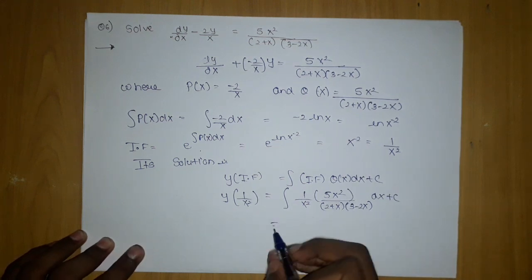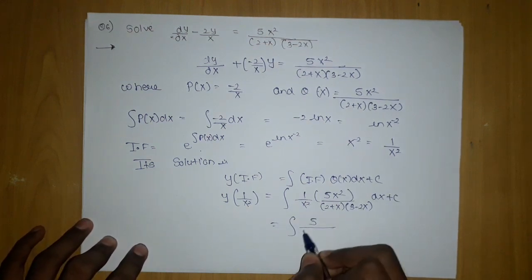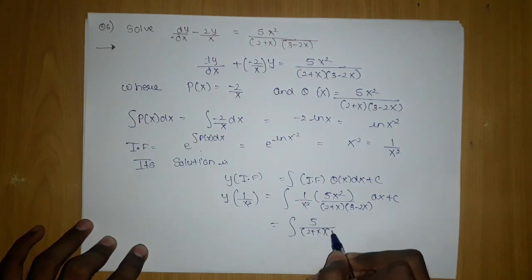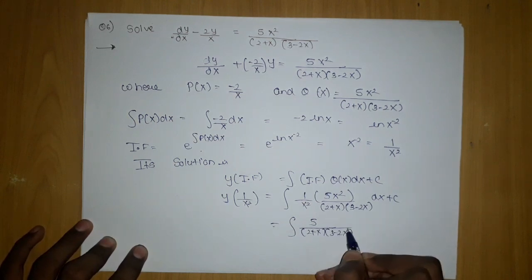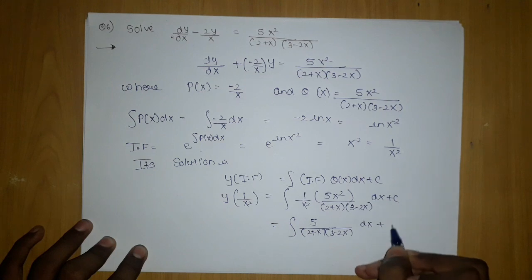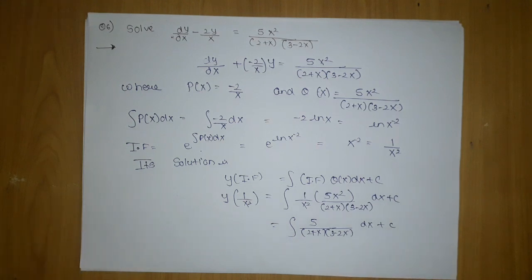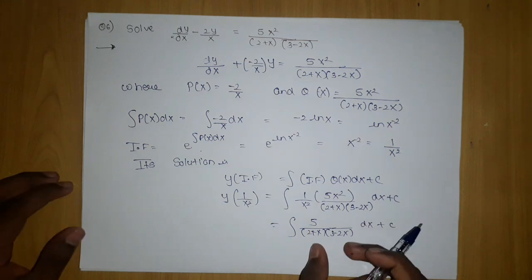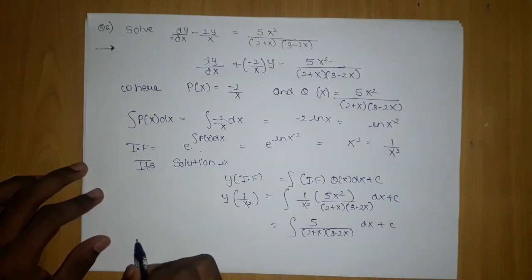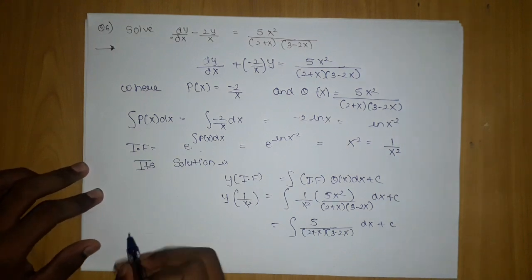Now if you see, x square will cancel out and we are left with 5 upon (2 plus x) into (3 minus 2x). Whenever the denominator degree is greater than the numerator, what do we have to do? We have to use partial fractions, so we partially break it and then do the integration. Partial means we have to break it partially. So to get that, let's solve it.